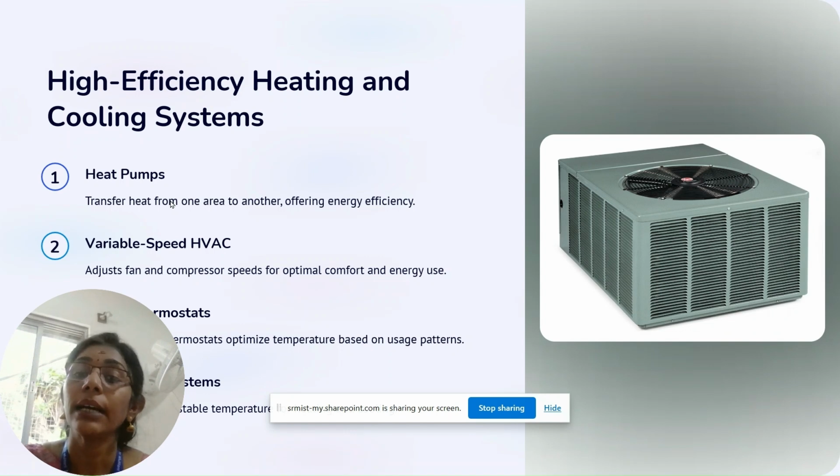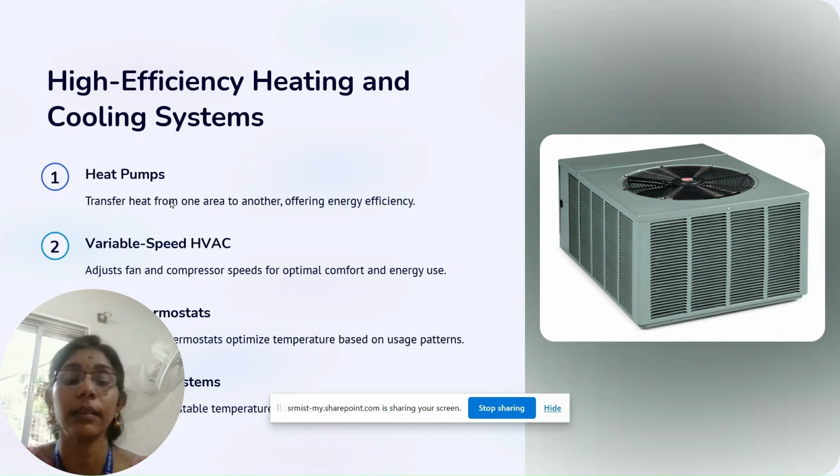In other words, it will have a very good operating energy efficiency. So, this is called a heat pump. The second is variable speed HVAC, that is heating, ventilation, air conditioning. Adjustable fan and compressor speeds are required to ensure very good comfort and very good energy use. So this is variable speed HVAC.